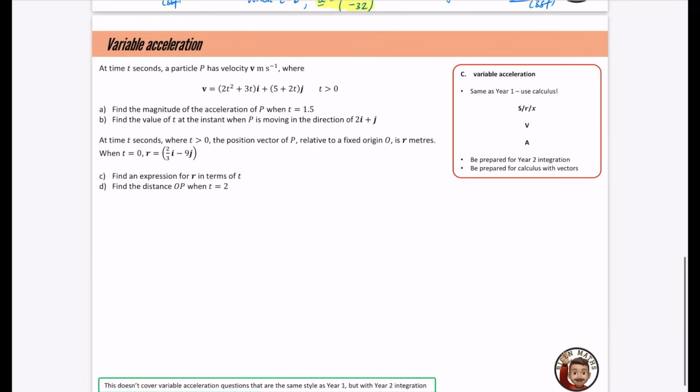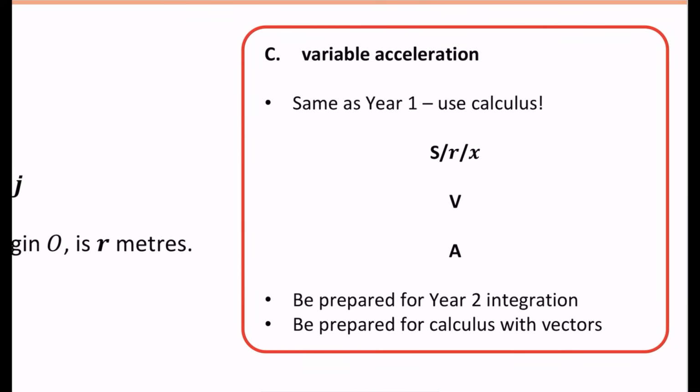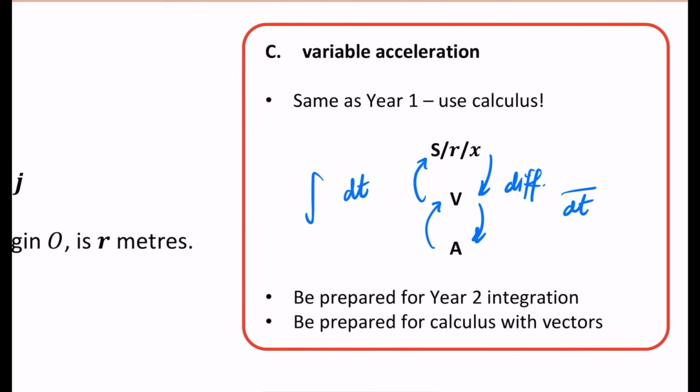Okay, variable acceleration. If we have variable acceleration, it is the exact same stuff as year one. You use calculus. What I've said in year one is you write down the letters S, U, V, A, T, the order of SUVAT. Apart from in this time, we might be looking at some vectors. We often could write that with R, or we could write that with X. So you need to be aware that if you have R or X, it's still a displacement. And to go down that list, we know that you have to differentiate, and you differentiate with respect to time. And if you want to go up that list, you want to integrate it with respect to time.